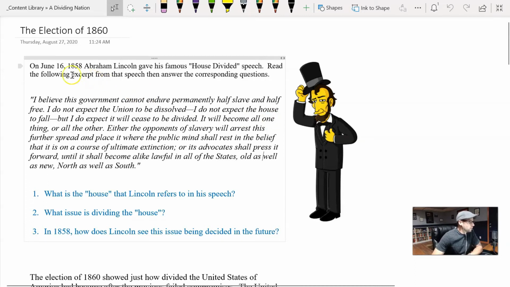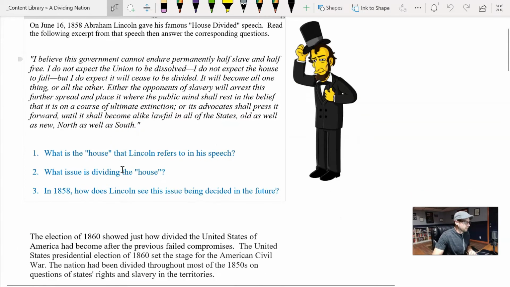So the first thing you're going to want to do is read Lincoln's House Divided speech. We did this for our HIPPO practice. This is just a little bit of additional practice reading old documents, but you should already know these things. The House that Lincoln is referring to, of course, is the United States. We know the issue dividing the House. It's been the same issue that's been dividing the House all chapter. That's slavery. And then Lincoln, of course, in 1858, when he gives this speech, does not see the nation remaining half slave and half free. He believes it has to be all one thing or all the other.